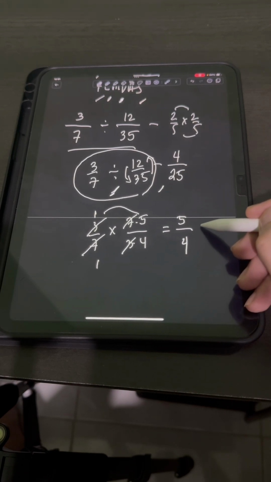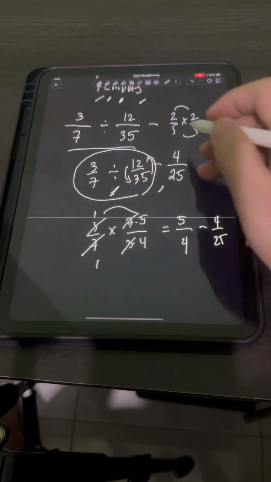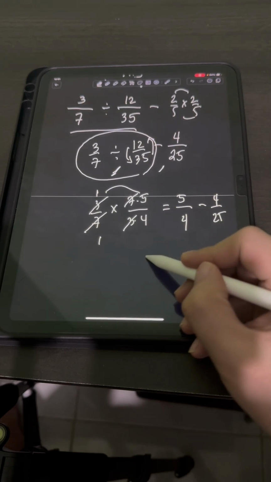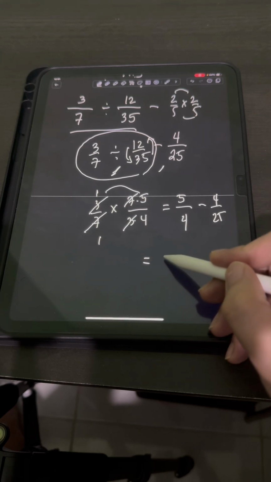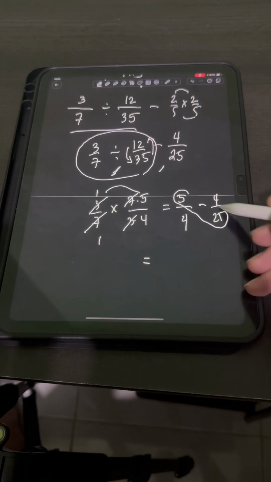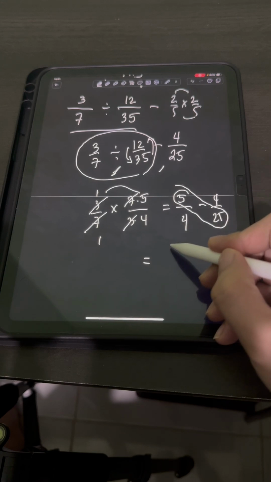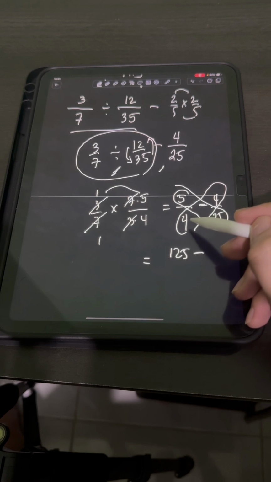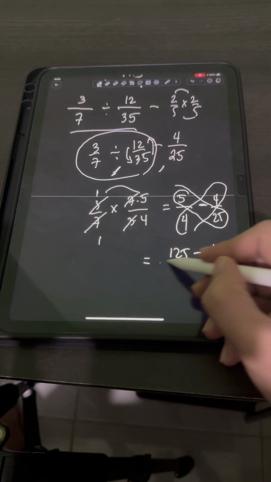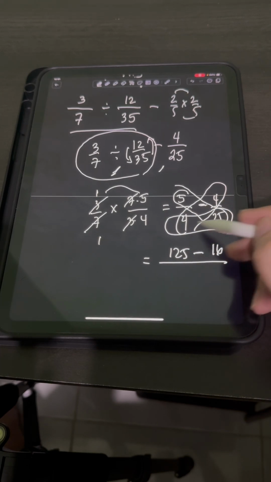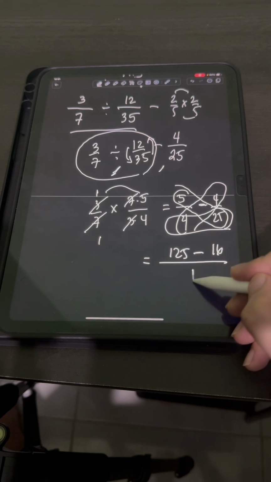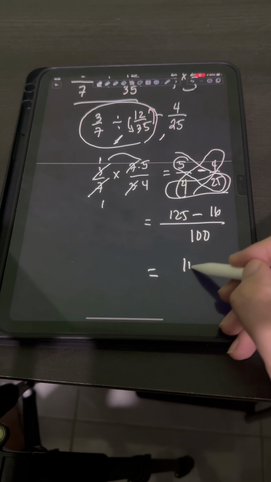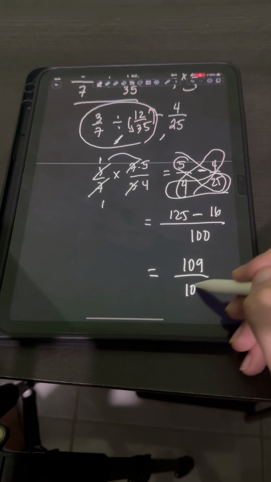Then finally, we need to subtract 4 over 25. Since we have two dissimilar fractions, we can apply the butterfly method. So let's multiply this 5 times 25, that will be 125, minus the product of 4 times 4, 16, over the product of the denominators, 4 times 25, 100. So 125 minus 16, that will be 109 over 100.